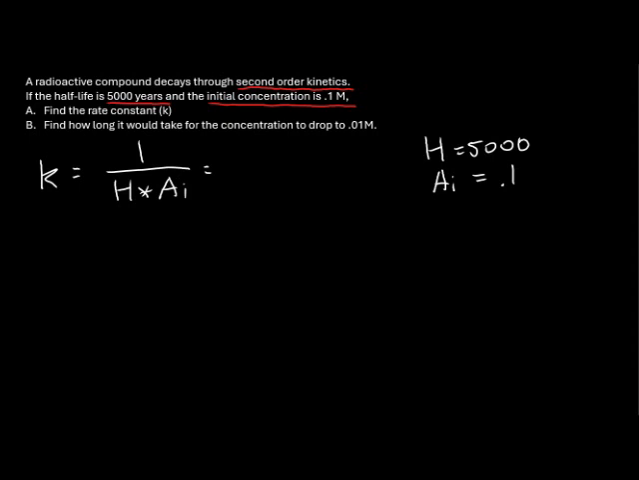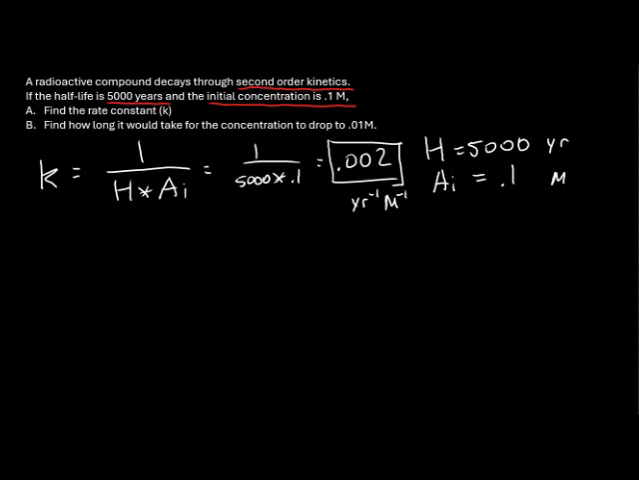Therefore, our lowercase k value is 1 over 5,000 times 0.1. If we do the math, we'll end up with 1 over 500, giving us 0.002. For the units, half-life was in years, and A initial was in molarity, therefore our units will be inverse years, inverse molarity. Part B asks us how long it would take for the concentration to drop to 0.01 molarity.